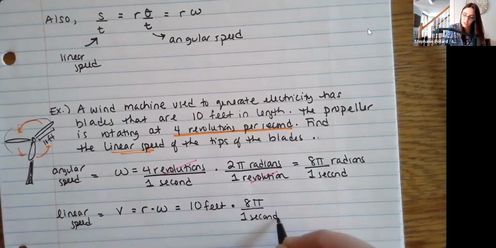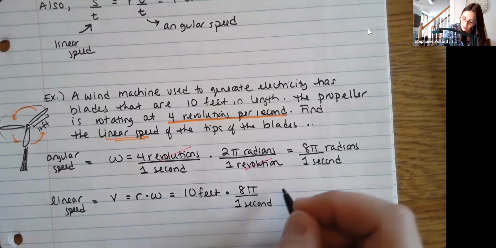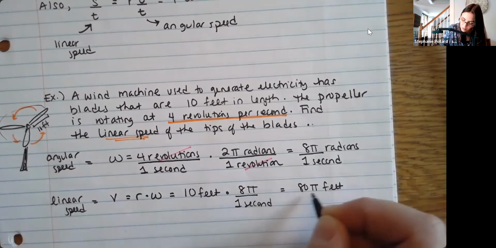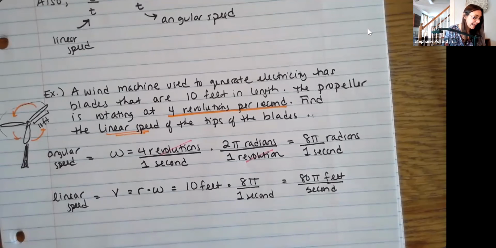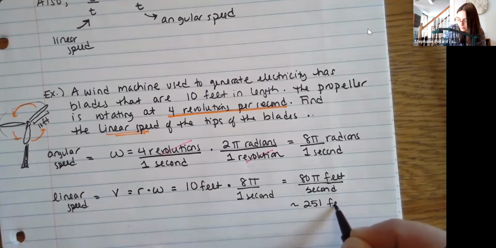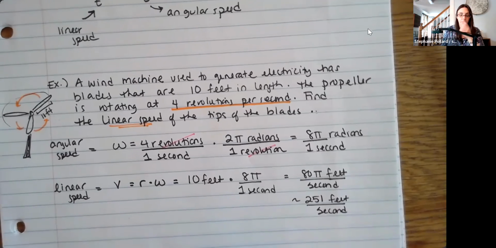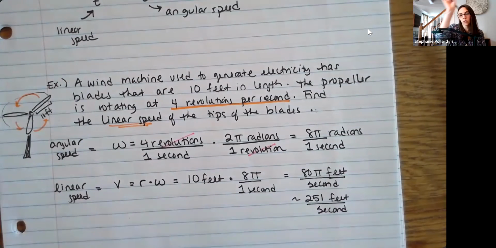Now, when we go ahead and find linear speed, we don't need to include the radians here. That kind of gets dropped. So what's happening is you have 80 pi feet per second. And 80 pi, if you calculate it, is about 251 feet per second. So that's the distance that those outer tips, that's what we're looking for, those outer tips are traveling. So they're traveling 251 feet per second, which would be 4 revolutions.